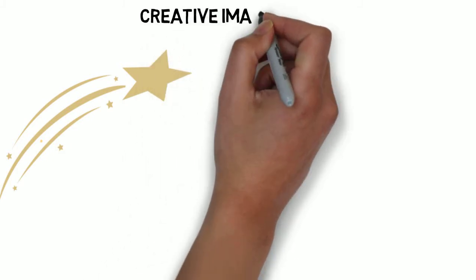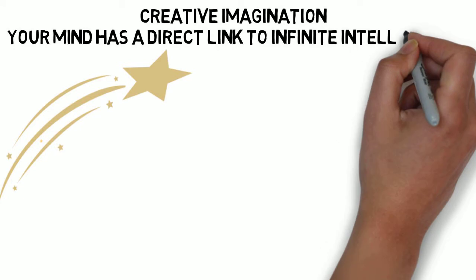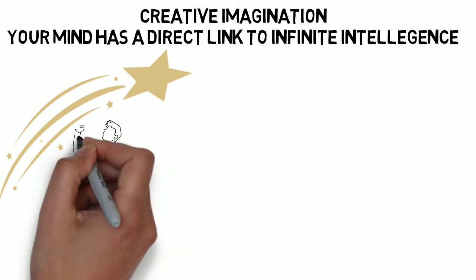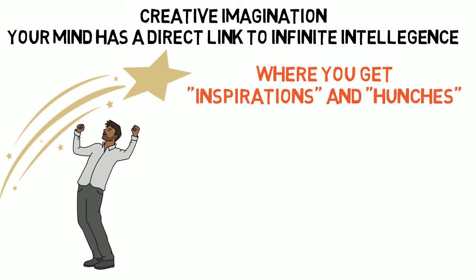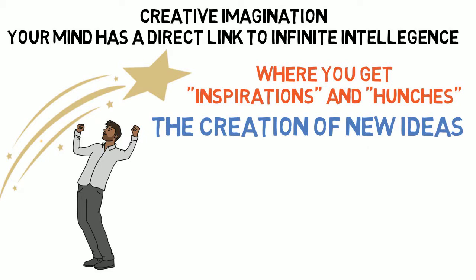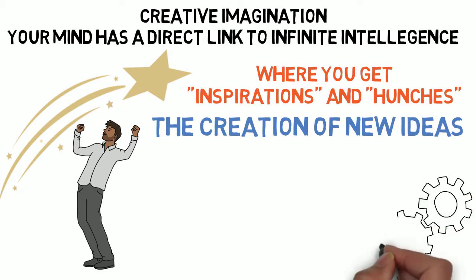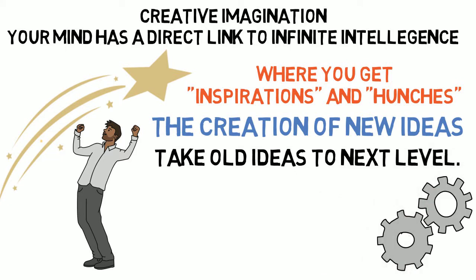The second type of imagination is creative imagination, and it's used when your mind has a direct communication with infinite intelligence. This is the state of mind you are in when you receive inspirations or hunches. This is the creation of new ideas, where you think of things that have never been introduced to mankind. It is also the state of mind that can take old ideas to the next level, also known as innovations.